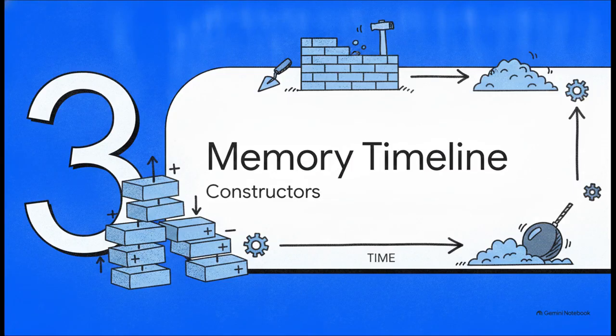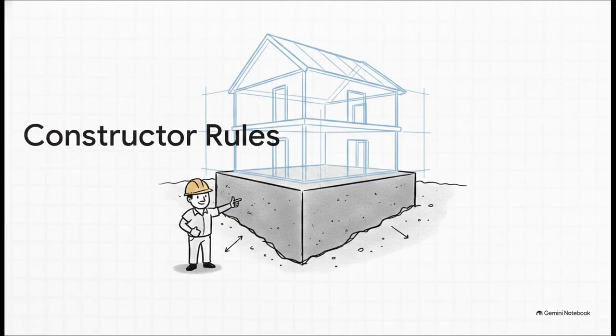All right, Section 3, constructor and destructor execution, examining the actual memory timeline. Now that we know who can access the data and how to change it, we have to look at the physical timeline of construction and demolition in memory. You absolutely have to keep these strict rules in mind. Derived constructors cannot directly access private base members, and they can only directly initialize public base variables.